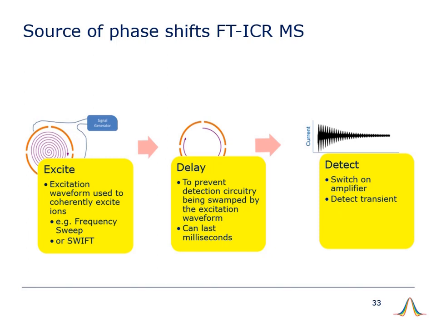Ions are only excited into coherent motion when the excitation frequency is the same as their cyclotron frequency. Then we also have to leave a short delay between the generation of that excitation signal and when we turn the detection electronics on to collect the ion transient. This means that ions are excited at different times, and are then left to rotate around the cell at their own cyclotron frequencies before detection starts.